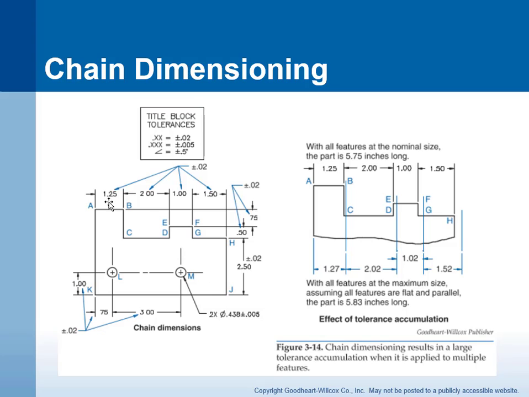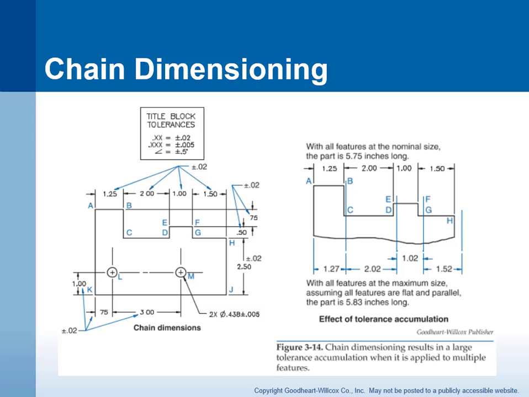What happens here is you have these dimensions coming off of each other. Those are chain dimensions. So in which case what we have is an accumulation of tolerance. And this shows you what the effect of that is.